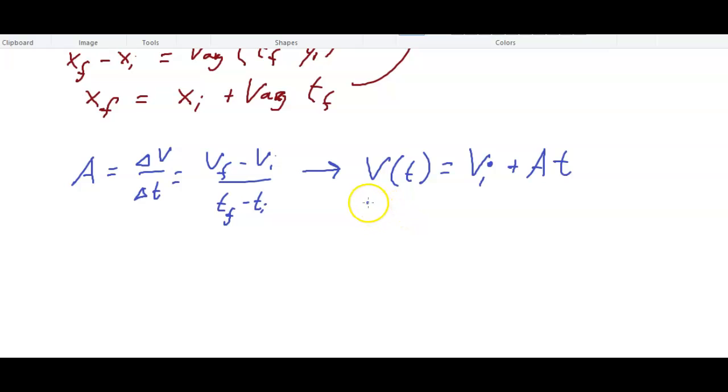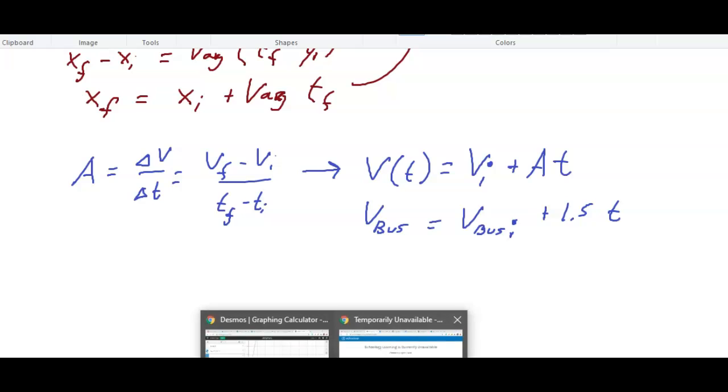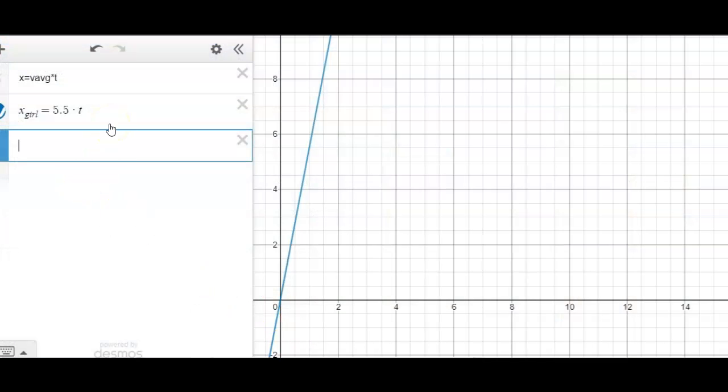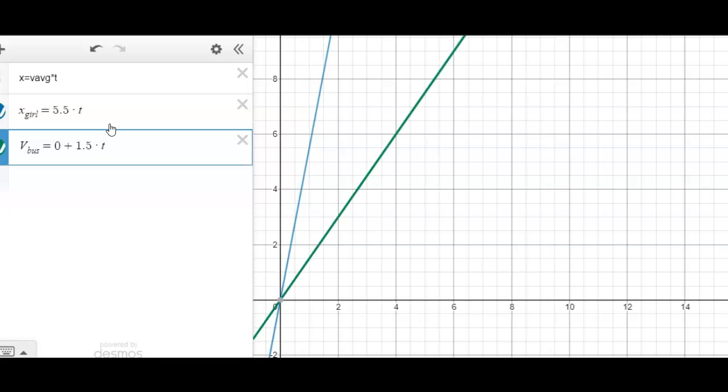So if I put this one on here, the velocity of the bus is going to be equal to the initial velocity of the bus, that's where the i comes from, plus 1.5t. So we can graph that also on Desmos, put it in here. Now we've got the velocity of the bus. Oops, gotta do the underscore. Remember, I'm only typing with one hand here because of my broken shoulder. It is going to be equal to the initial velocity of the bus, so it started at 0, plus 1.5 times time.